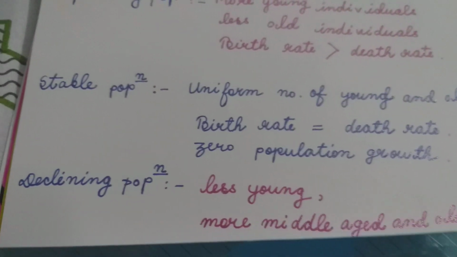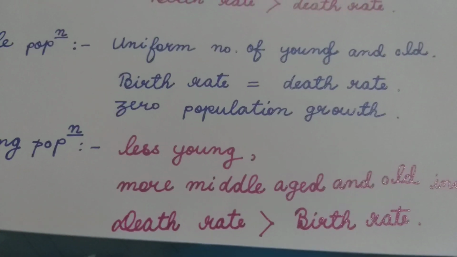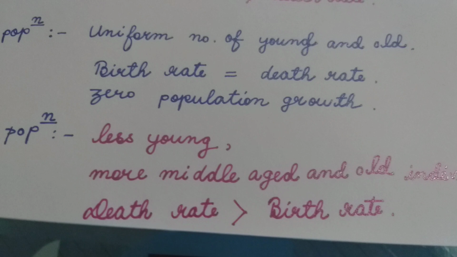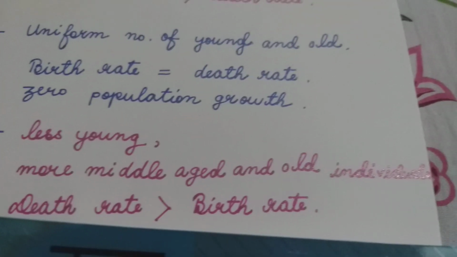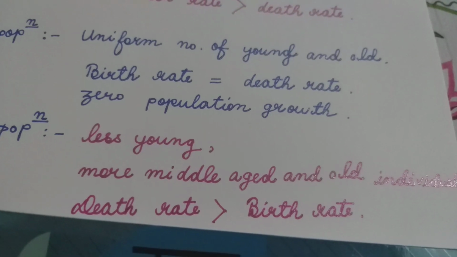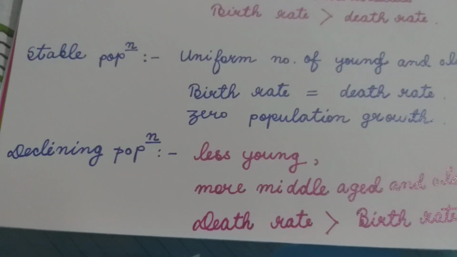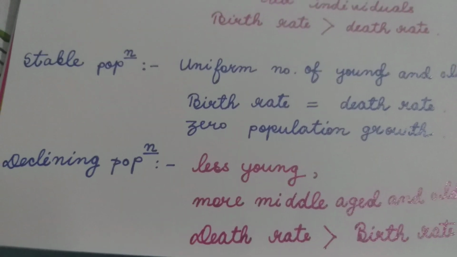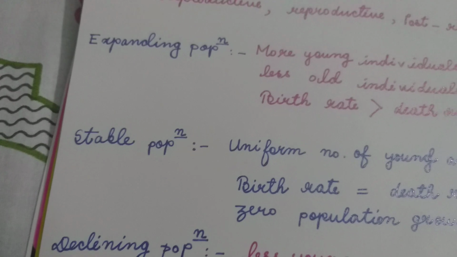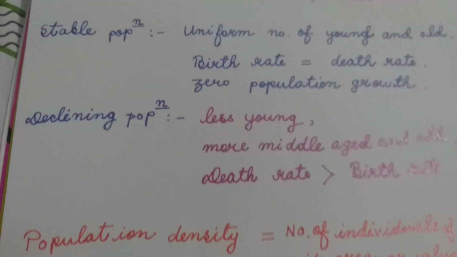What is a declining population? This is a population in which number of young individuals is less, number of middle-aged and old individuals is more. Death rate is higher than the birth rate, so the population declines, it does not grow. So these are the three types of populations we can represent with the help of age pyramid.